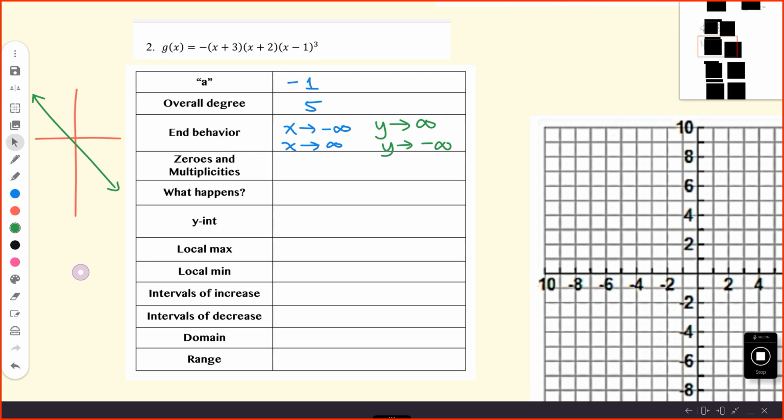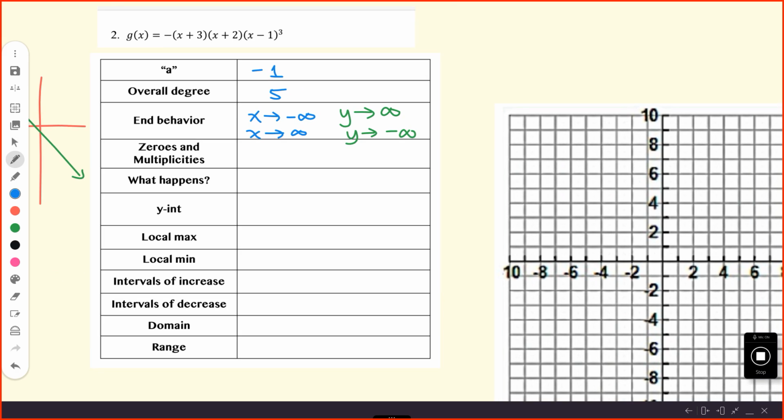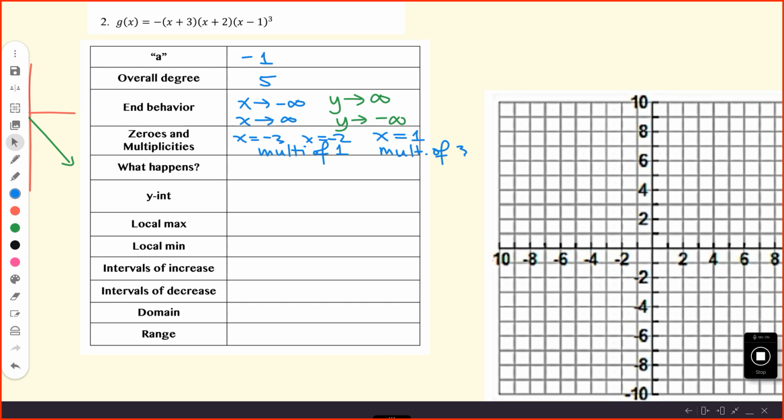Okay, now what are the zeros and multiplicities? We got these three, so we got x equals negative 3, x equals negative 2, and both of these have a multiplicity of 1. And then what about this? That's a multiplicity of 3. Yeah, x equals 1 with a multiplicity of 3. Just the powers. Yes, just the power of each factor.